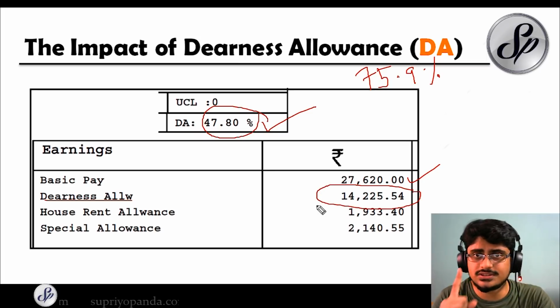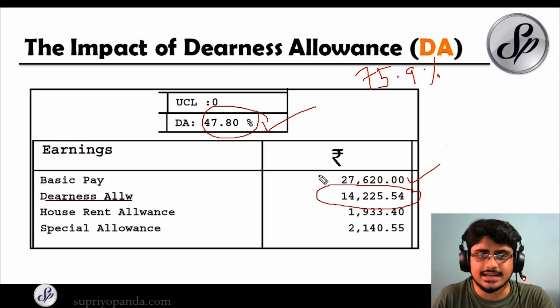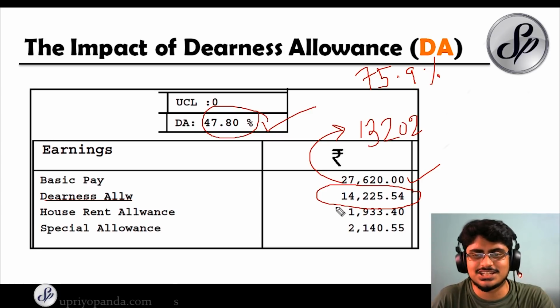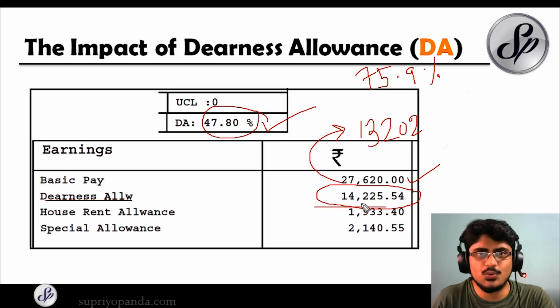Now note this very interesting thing: if you are doing the DA as a percentage of the basic pay, like most people will tell you to do, then what happens? 47.8% of this, what does this mean? This means around 13,202. However, this is not matching with 14,225. How we are getting this is, we are actually using the special allowance. As I told you, the special allowance is 2140.55.